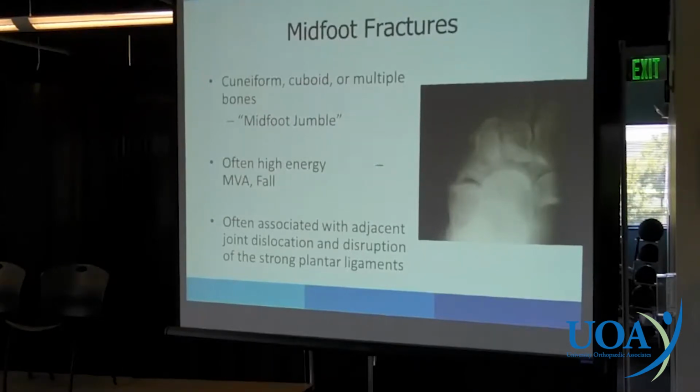Why are they high energy? Well, these bones are very compact bones. They're very strong. They take a great deal of stress, and they take a great deal of energy to disturb them. If you look at the x-ray on the right here, that doesn't look anything normal. They call it sort of the midfoot jumble. There are multiple fractures there on the cuboid bone, and half the joints look displaced.